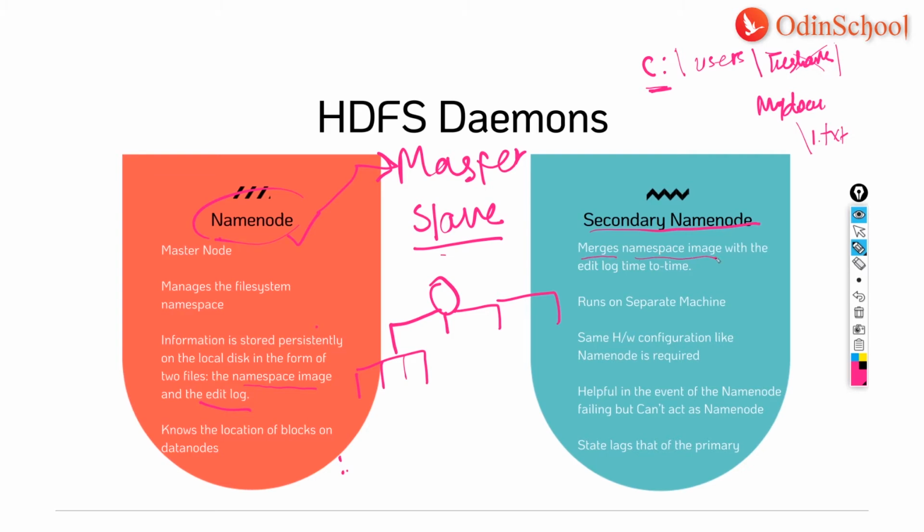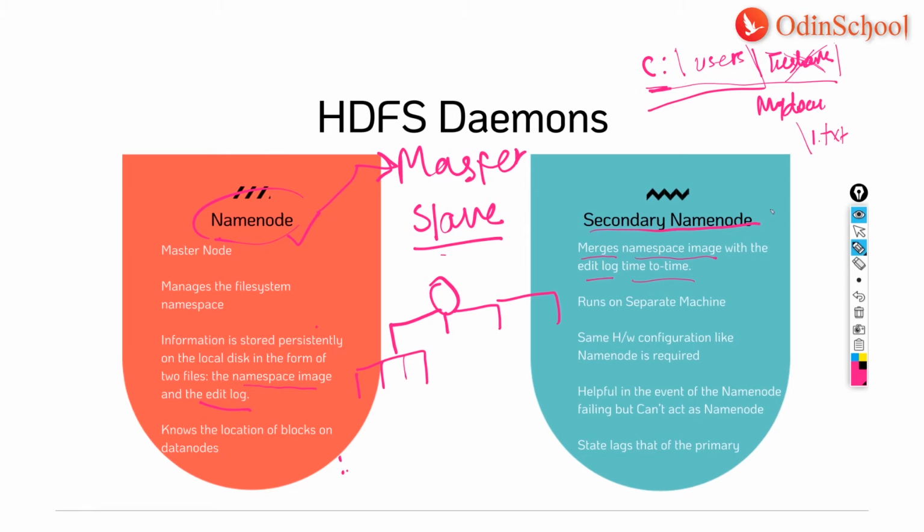It merges the namespace image with the edit log from time to time, right? So the edit log would also be there with it. Okay, so it will merge into the namespace image. Let us say in this example Tushar K is deleted. Then it will merge to the namespace image, and you will have only C drive users in your latest snapshot.